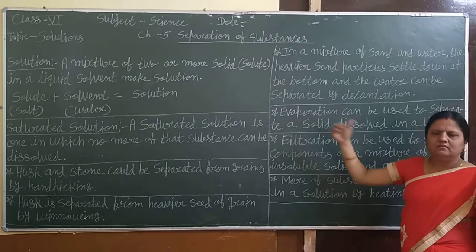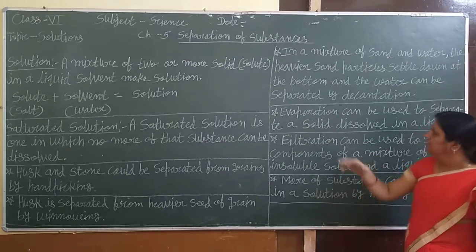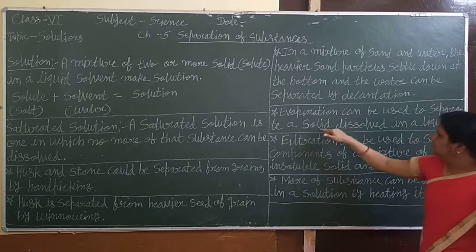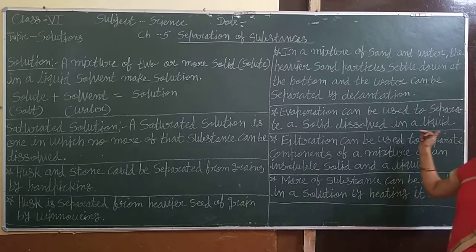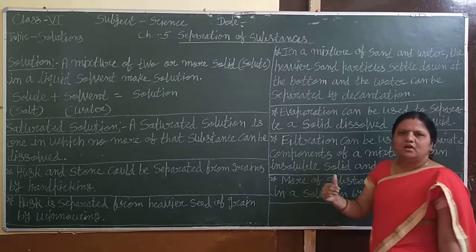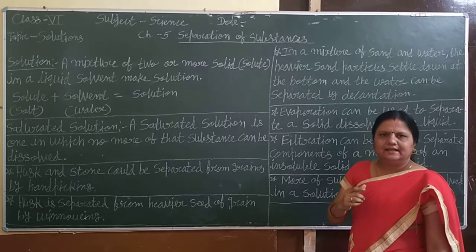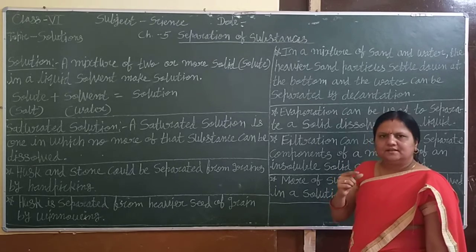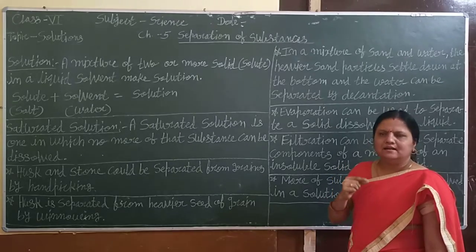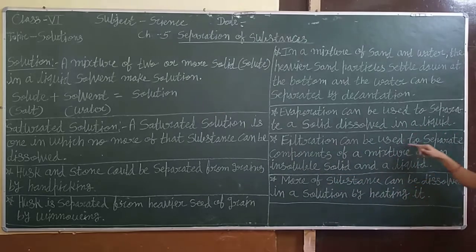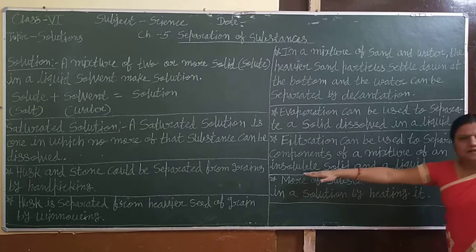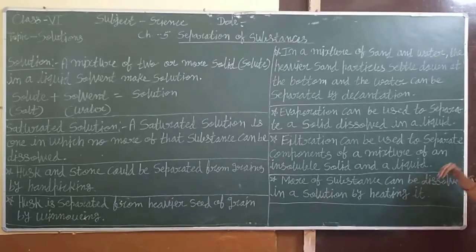Evaporation. In evaporation, water converts into vapor. Evaporation can be used to separate a solid dissolved in a liquid. That's why if we want to dry a cloth in the sunlight, it can easily dry. With the help of sunlight, water converts into vapor and goes into the sky, and we feel our clothes are dry. Filtration can be used to separate the components of a mixture of an insoluble solid and a liquid.